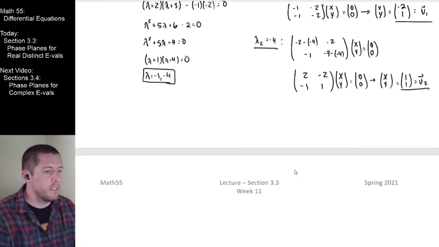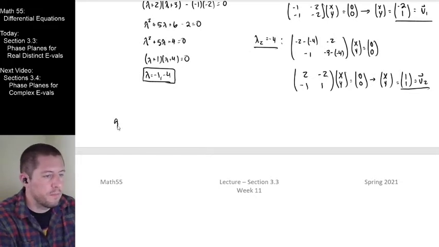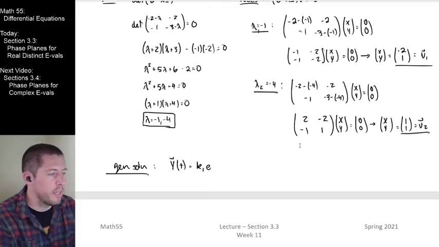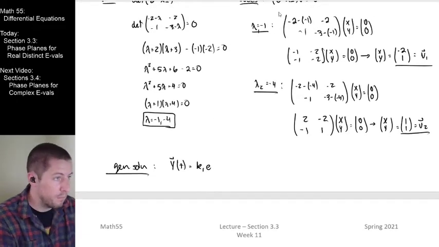So we can use these to state our general solution. That should be our vector y of t is going to be k1 e to the negative t times negative 2, 1, plus k2 e to the negative 4t times 1, 1.